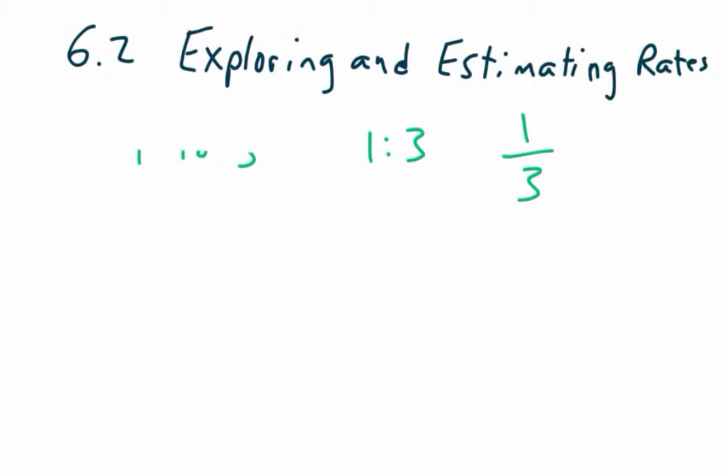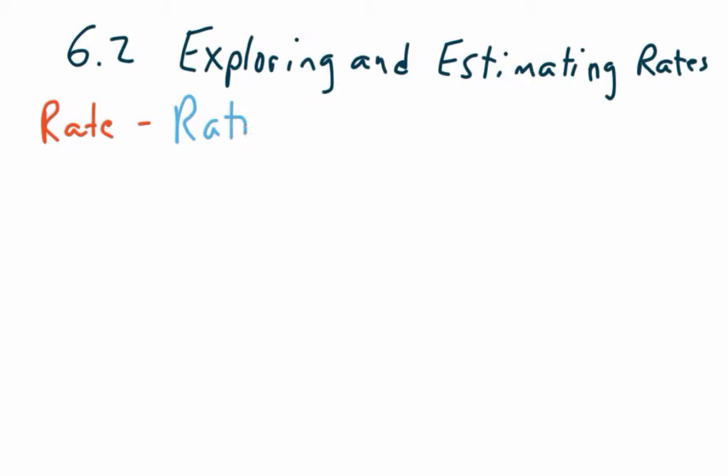The difference is in the units. When we had 1 to 3, like a 1 to 3 guy to girl ratio, it's really just a person to a person. The units are the same. The difference is going to be when you have a rate. So a rate, the units have to be different. A rate is going to be a ratio where the two numbers have different units.